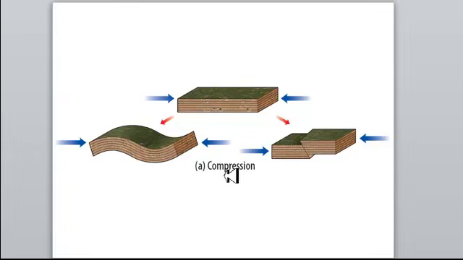So the first type of stress we're going to talk about is compression. And in this slide we have a block of rock up here at the top. It's not deformed at all, but we're going to put that rock under compression. The blue arrows are there to indicate forces that are acting on the block of rock, and in this case the forces are acting directly toward each other, and so they're going to squeeze the rock.